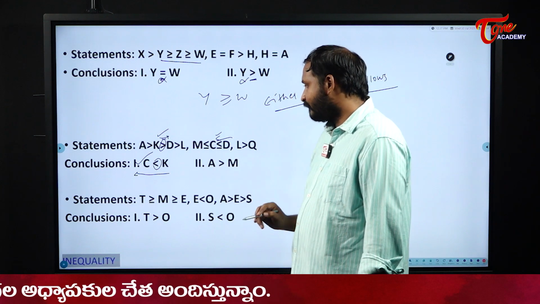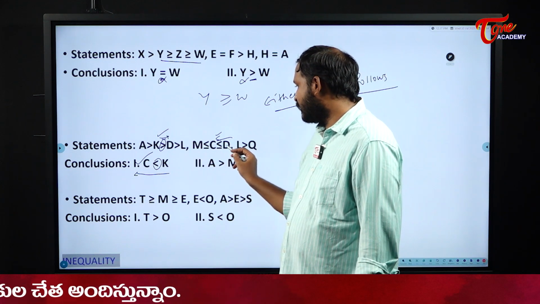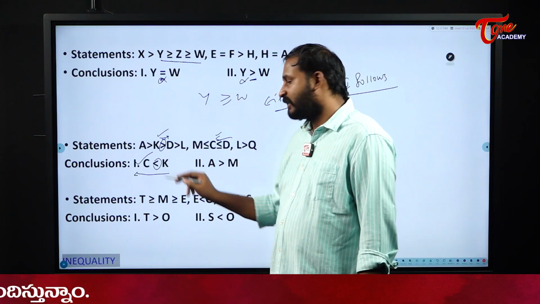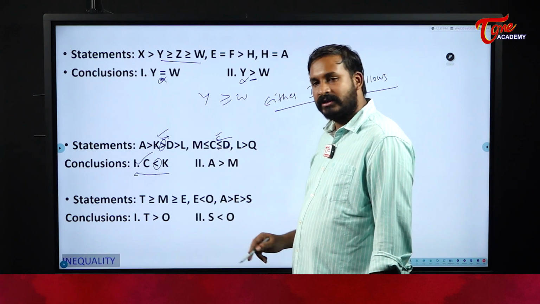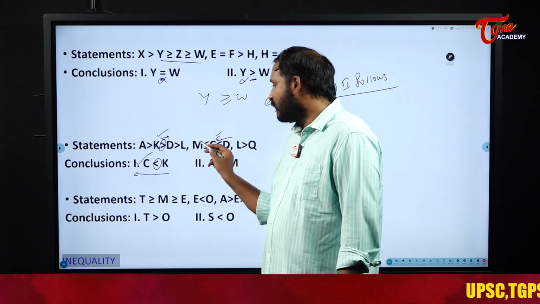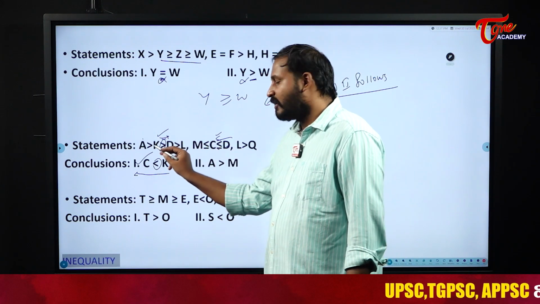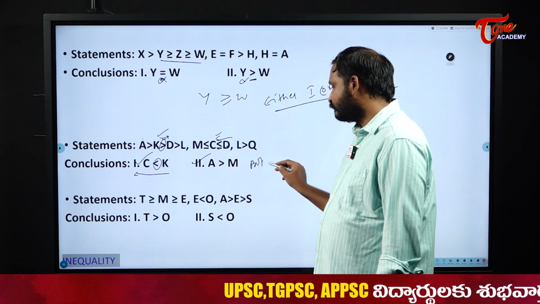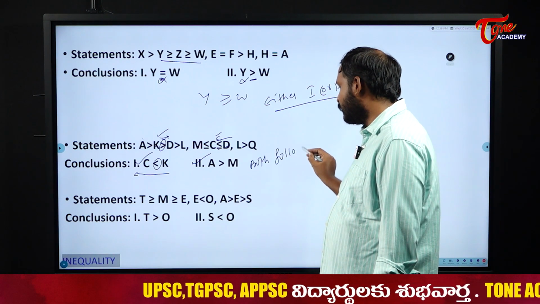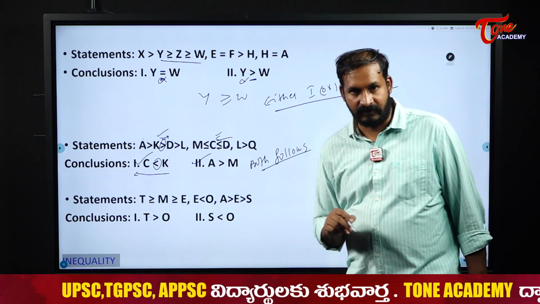Next, A to M. Can I travel from A to M? What is the linkage element? D. A to K I can go, K to D I can go, and D to C I can go, C to M also I can travel. So I can travel from A to M. And throughout my journey do I have a perfect opening? Yes. Then here both are correct. Both follow the given statement.